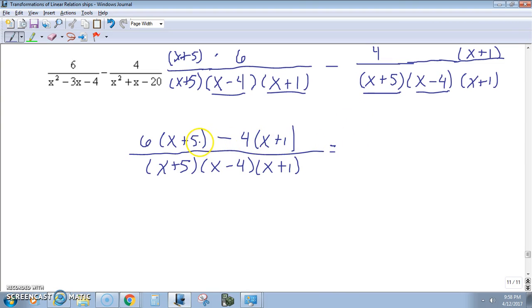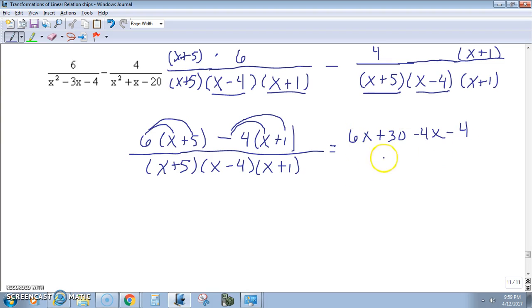Okay, let's go ahead and distribute that 6 times x and then 6 plus 5. That gives me 6x plus 30. And then -4 times x and -4 times 1. So we have minus 4x minus 4. Now I have some like terms I can combine. So actually, I'm not going to touch my denominator right now, but I'm going to remember that that's my denominator, okay? But I'm going to keep simplifying over here, just the numerator.